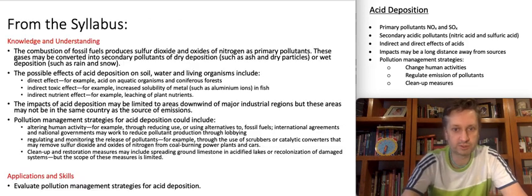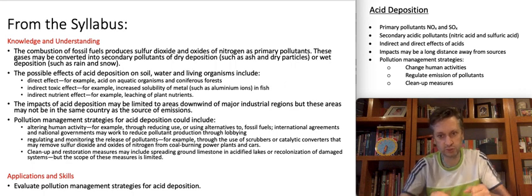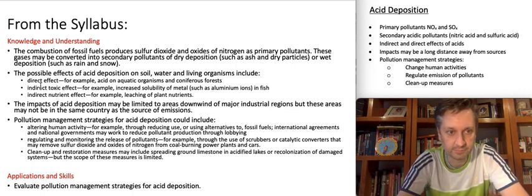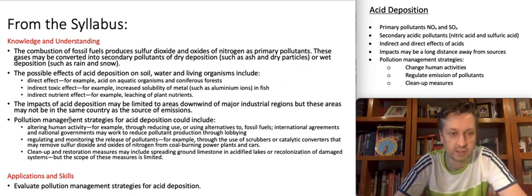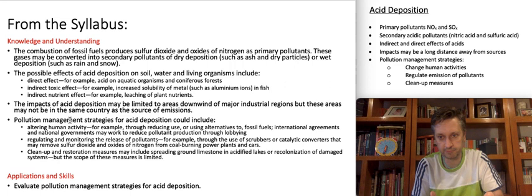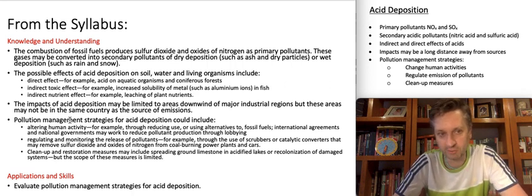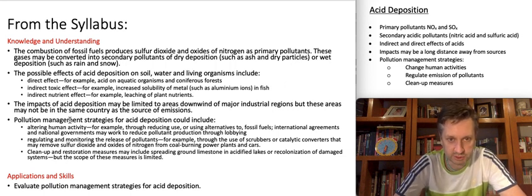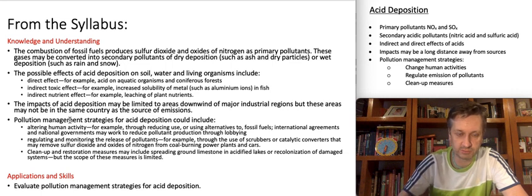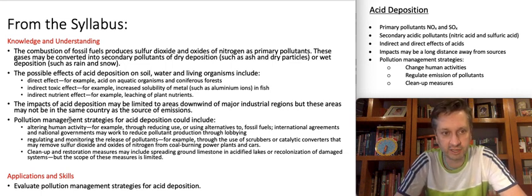Okay, so pretty much I've already given you a summary of what the syllabus says, but we'll look at it in a little bit more detail. There are four main points here under knowledge and understanding. Number one, you need to know that the combustion of fossil fuels produces sulfur dioxide and nitrogen oxides, and these are primary pollutants. They may be converted into secondary pollutants either dry, by attaching to solid particles, or they can dissolve in rain and snow, and therefore we refer to that as wet deposition, or usually acid rain. Possible effects of acid deposition are on water, living organisms and soil. They may be direct or indirect. We'll look at that in a little bit of detail.